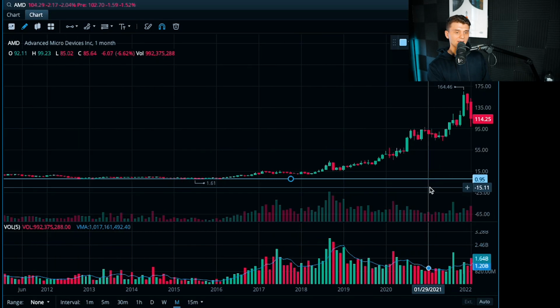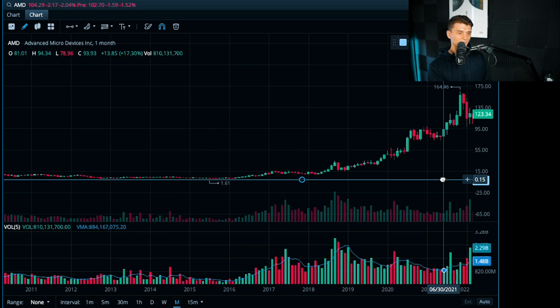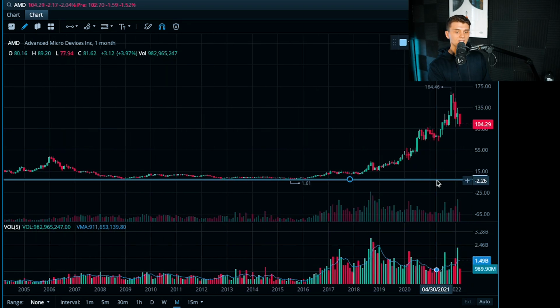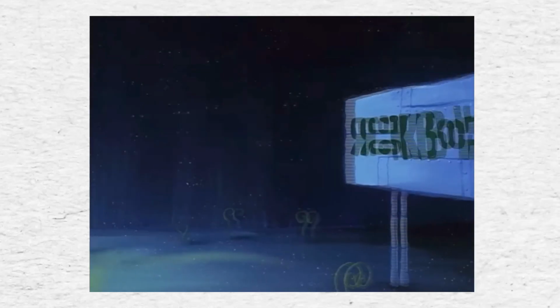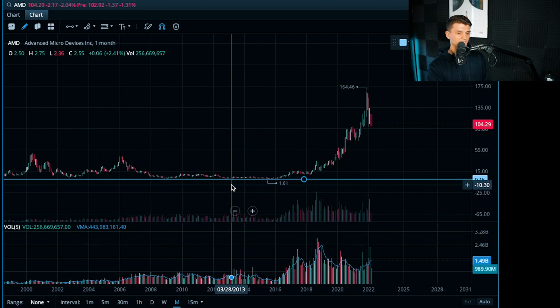Now, by doing that, we're identifying, okay, this is our all-time low. This is the lowest the stock has ever been. Where is this, SpongeBob? Rock bottom. So we want to make a level right there at $1.61.